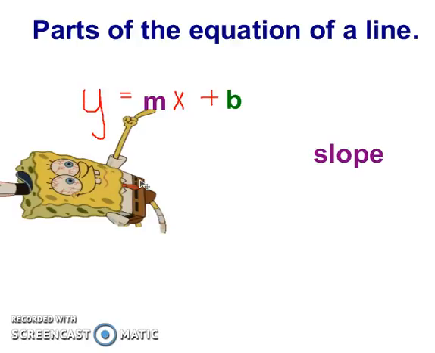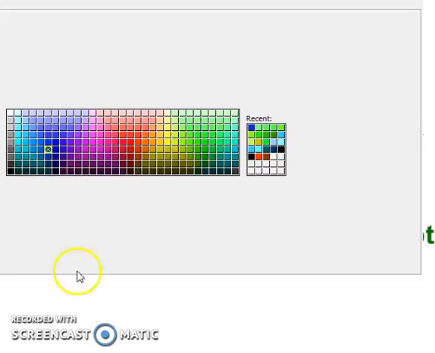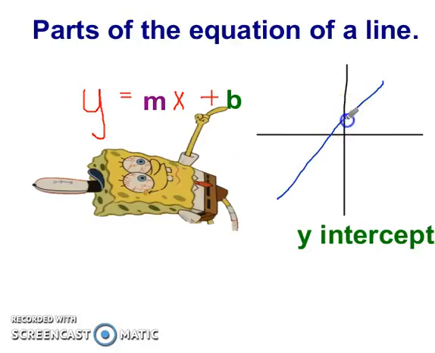So SpongeBob is pointing to M. M stands for slope. Now SpongeBob is pointing to B. In an equation of a line, we always have a B. That's the y-intercept. Where does that line that you're working with, let's say maybe you have a blue line, where does that blue line cross over the y-axis? That would be the number for your y-intercept.